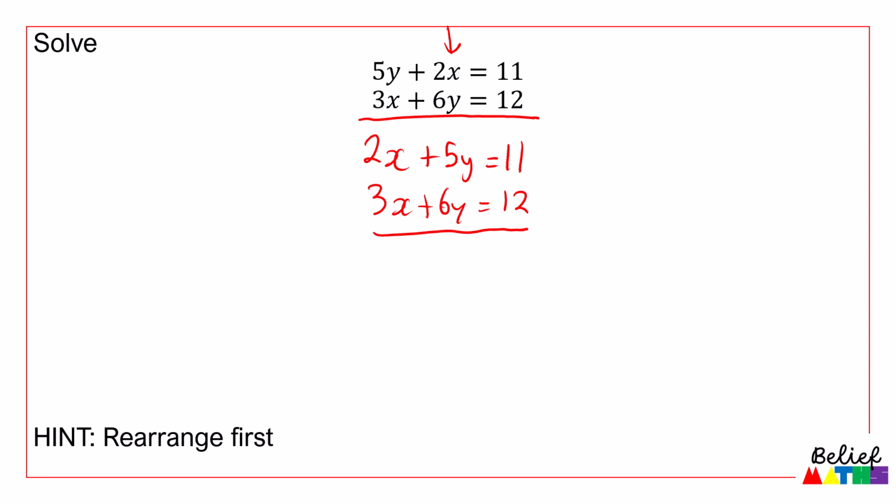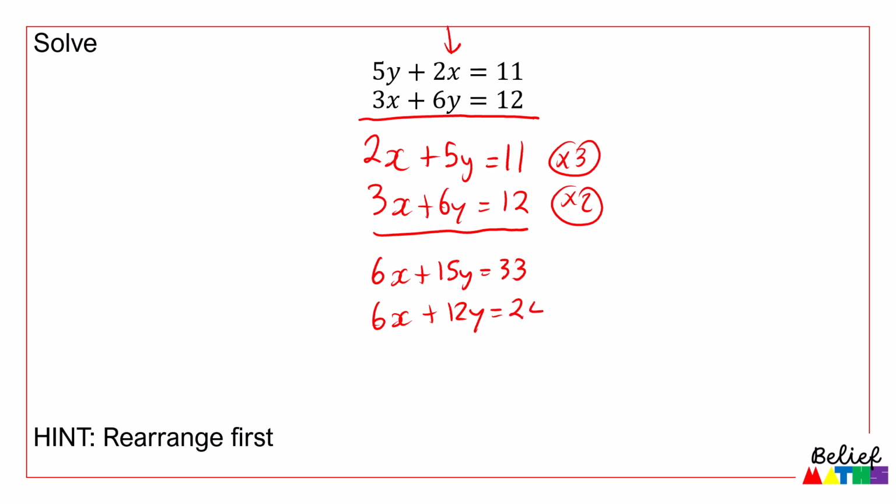And now we're back to what we had before. Again, I'll make the x the same because they're slightly smaller numbers. So multiply by 3 and multiply by 2 gives us 6x plus 15y equals 33. And 6x plus 12y equals 24. Again, looking at the x's that we've made the same, they're both addition, so we're going to take those away from each other. They're both positive numbers, so we take those away. 15 take away 12 is 3y, and 33 take away 24 is 9. Dividing both sides by 3 gives us an answer of y equals 3.